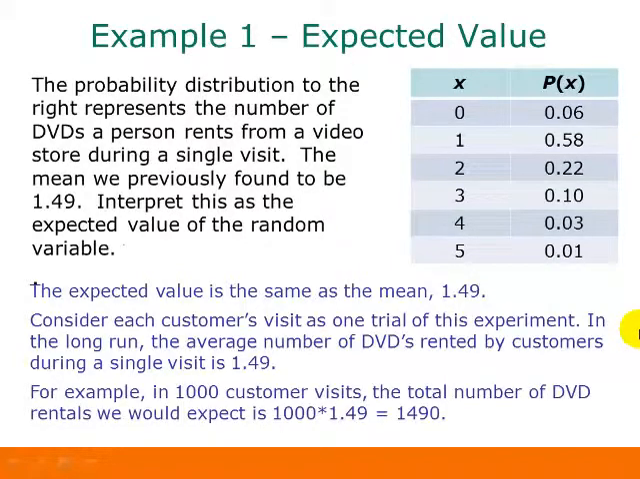Now, if you're the store owner and you're wondering how many videos you're going to be renting out during a certain number of customer visits, you can use this expected value to help you with that. For example, in 1,000 customer visits, the total number of DVD rentals we would expect is 1,000 times 1.49, or 1,490. In other words, again, the average number of DVDs rented by a customer during a single visit is 1.49. So if we take that average times the total number of customer visits, we get an estimate of the total number of DVD rentals we would expect in those 1,000 visits.